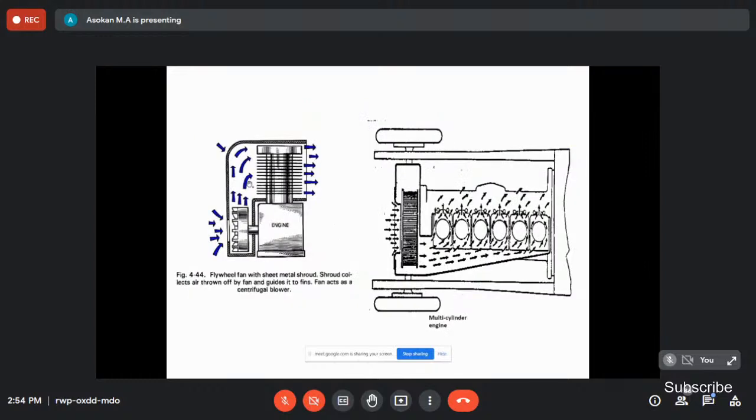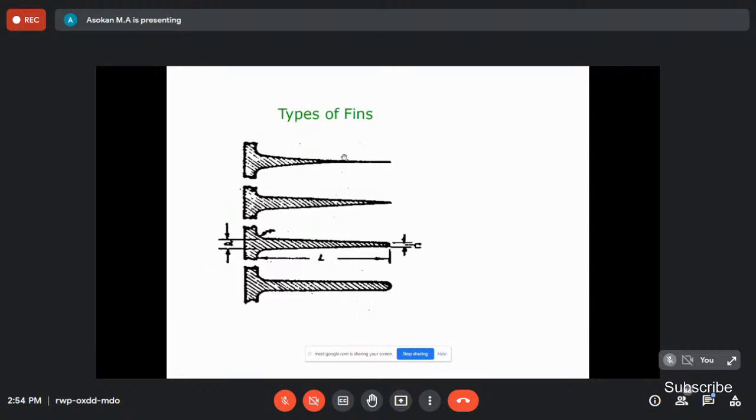And this is also one of the air-cooled engines, one type. And there are different types of fins. So these fins absorb the heat, so the heat is dissipated from the engine to the outside, based on the fin type.